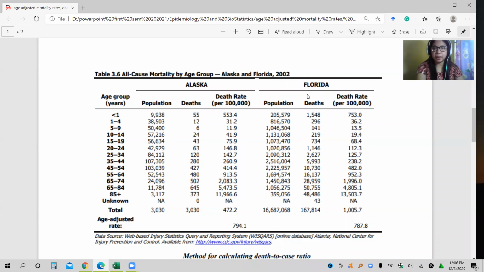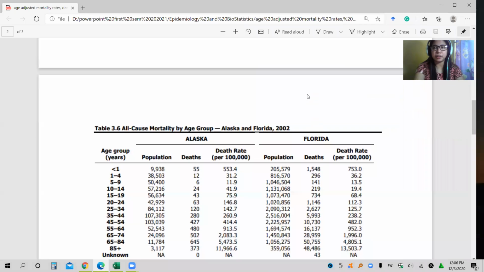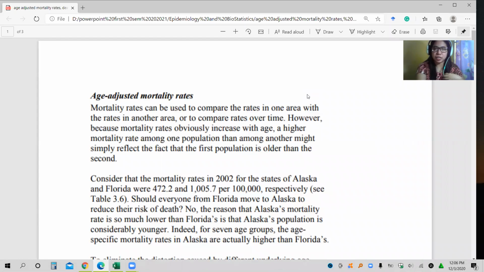So I'm teacher Melay, and today we are going to talk about age-adjusted mortality rates. So what are age-adjusted mortality rates?